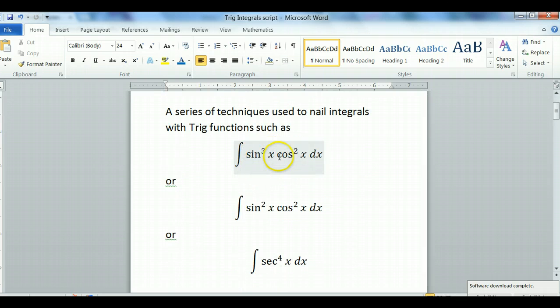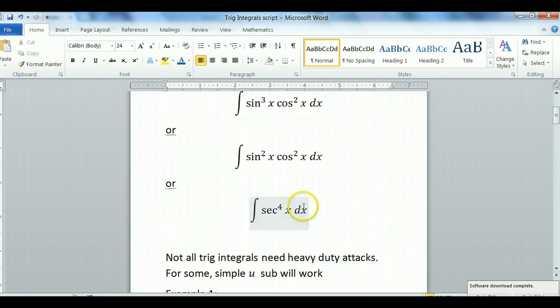Now I have given three examples of such trig integrals. If you look at the first one, it's an integral which has sine and cosine only. And one interesting thing is that the power of the sine is odd. So this is the first type of integrals that we will consider, where one of the powers of sine or cosine is odd. Now we look at the second one, that too has sine and cosine, but both powers are even. Now the third one has a secant, and the secant power is even.